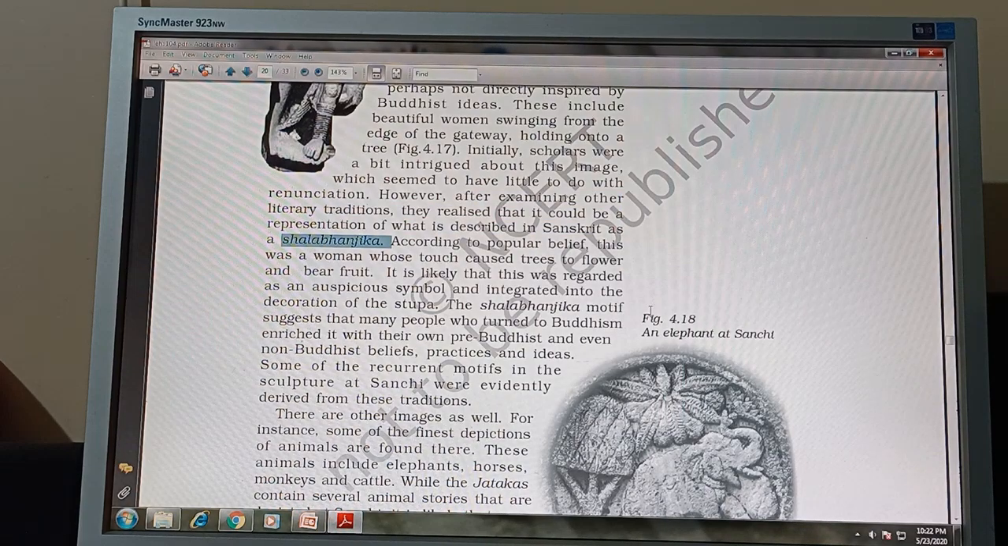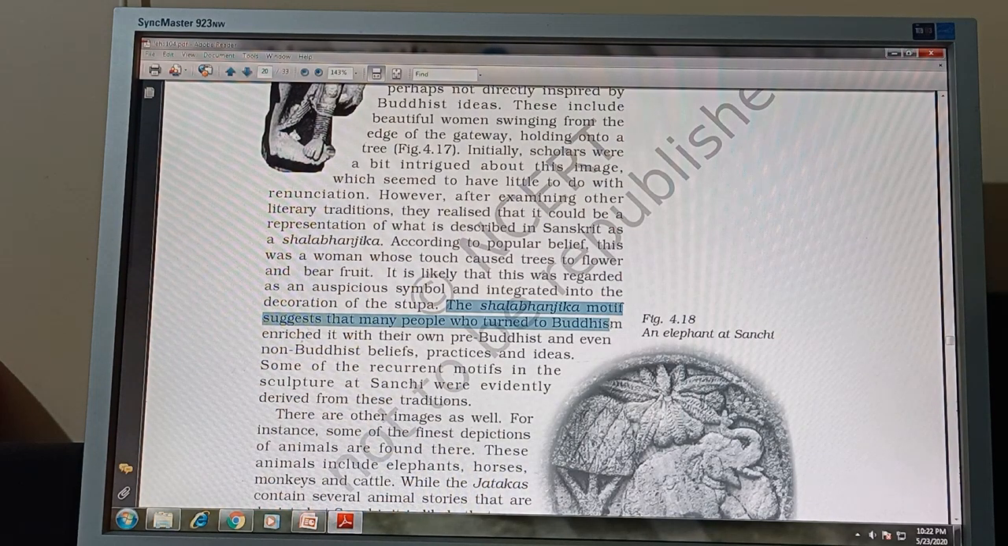She is considered a lady luck, and whatever she touched, that tree would flower and bear fruits. So that means she was a lady luck. It is believed that she was considered an auspicious symbol. And the Salabhanjika motif suggests that for many people who turned to Buddhism, their life became beautiful and meaningful.